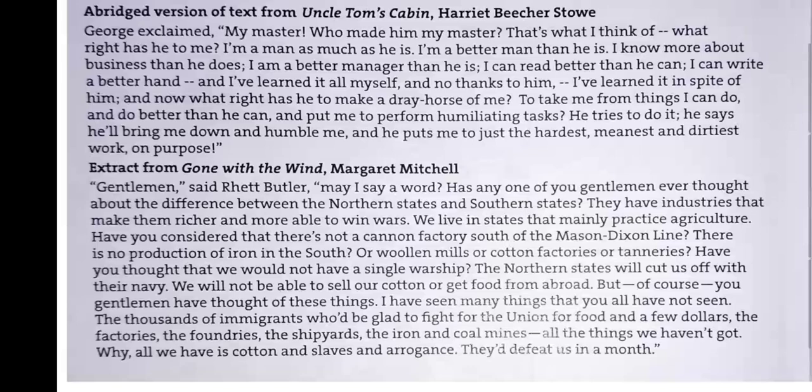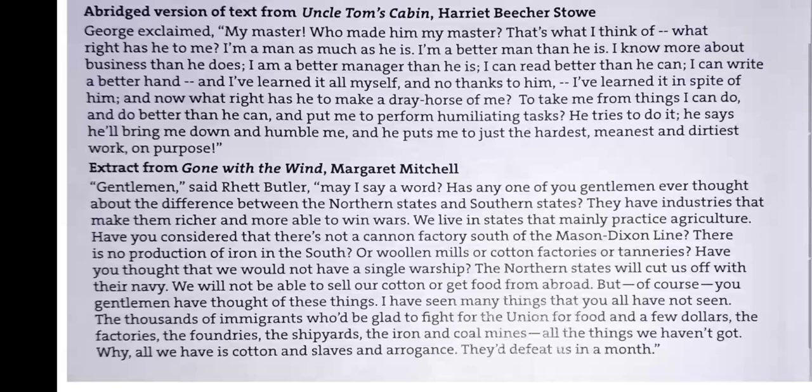There is no production of iron in the south, or woolen mills, or cotton factories, or tanneries. Have you thought that we would not have a single warship? The northern states will cut us off with their navy. We will not be able to sell our cotton or get good food from abroad. But of course, you gentlemen have thought of these things. I have seen many things that you all have not seen.